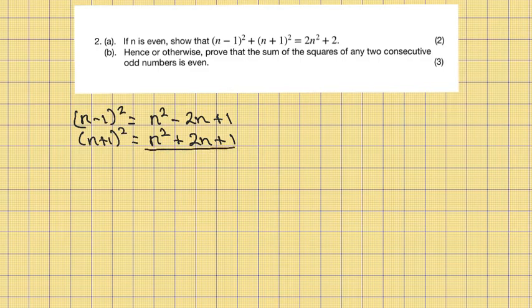If we add these two together, we get 2n squared. The 2n's cancel, plus 2, which is equal to 2n squared plus 2. Therefore, correct.